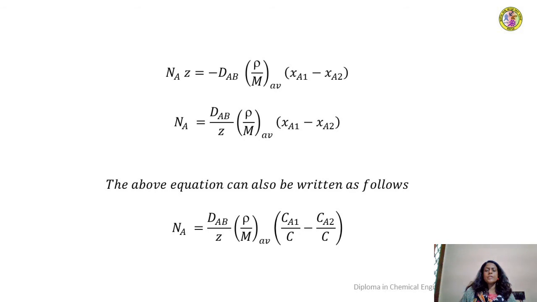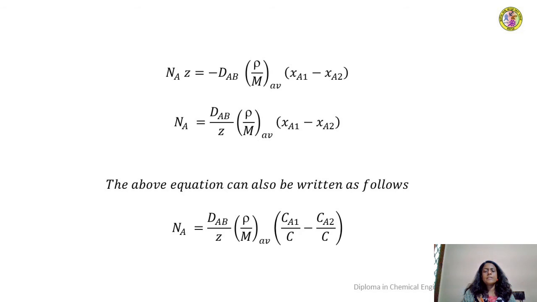In this equation, DAB by Z into rho by M average, the whole term, is a coefficient. So on the left hand side you have the rate, and on the right hand side it is the product of the coefficient and the concentration difference expressed in terms of mole fractions. The same equation can be changed to represent the equation in terms of CA1 and CA2 instead of XA1 and XA2 as follows.